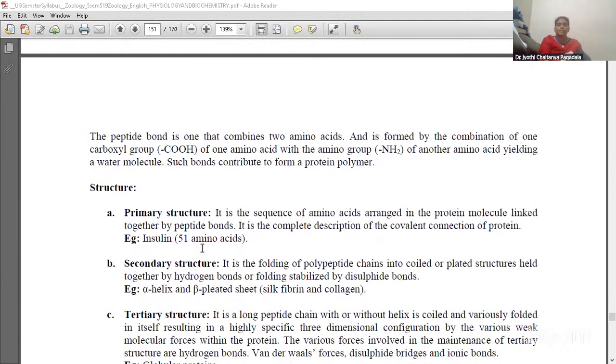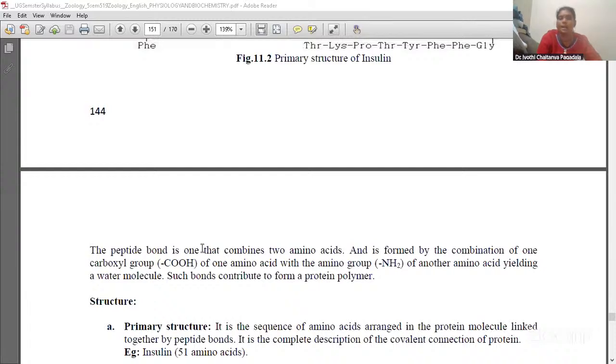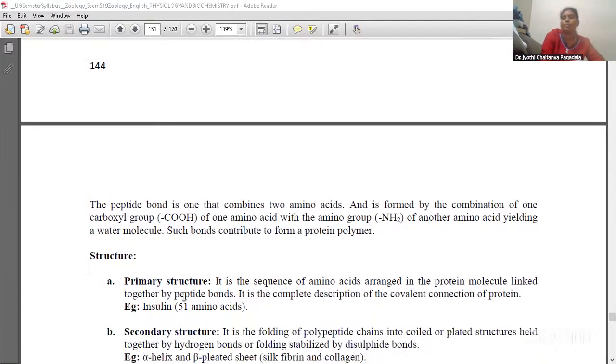So coming to the structure, as we just discussed, the peptide bond is formed by the combination of the carboxyl group presented in one amino acid and the amino group presented in another amino acid. Together they yield a water molecule. Such bonds contribute to forming a protein polymer.